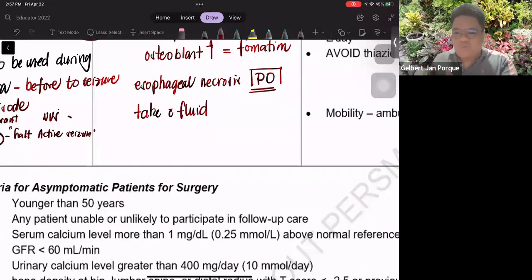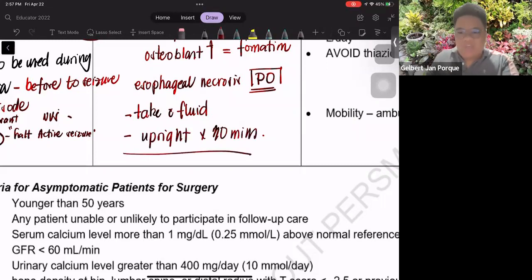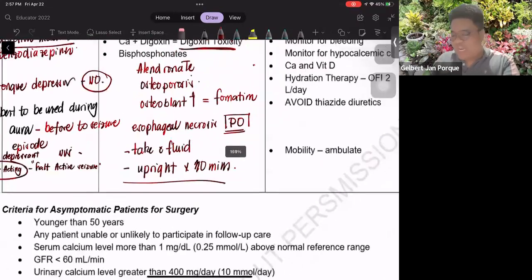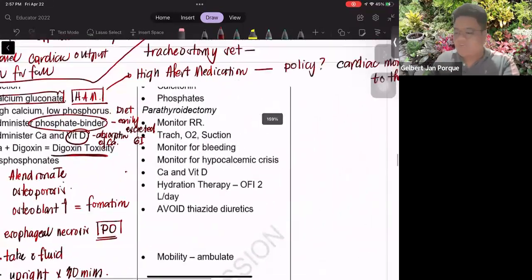What else? What should be the position of my patient, class, after taking the medication? Your patient should remain high Fowler, very good. Class, the patient should remain upright for the next 30 minutes. Once the medicine is dislodged in the esophagus of the patient, esophageal necrosis is very likely to happen. So for that reason, your patient must remain in high Fowler's position after taking this medication.